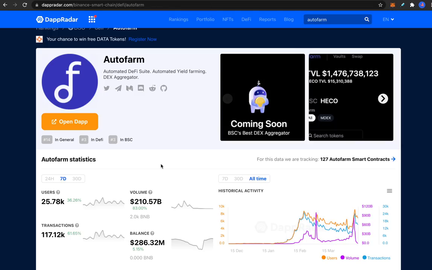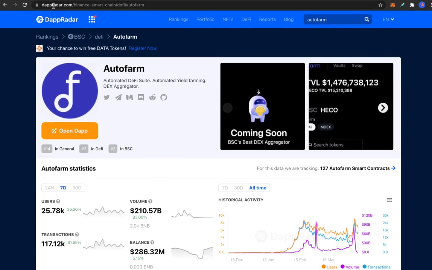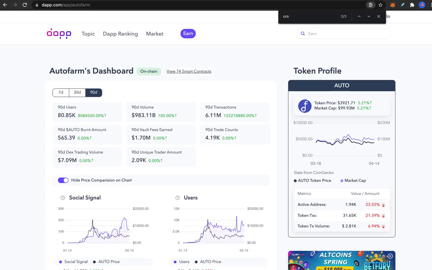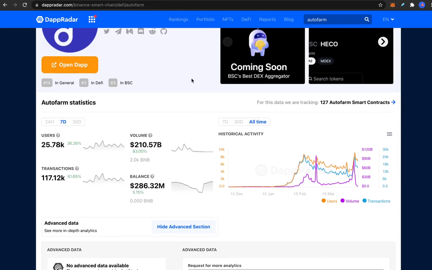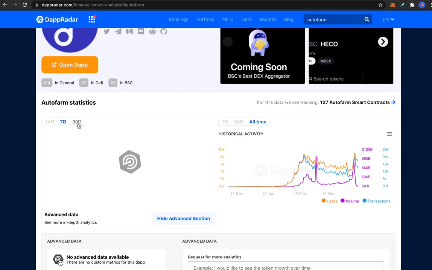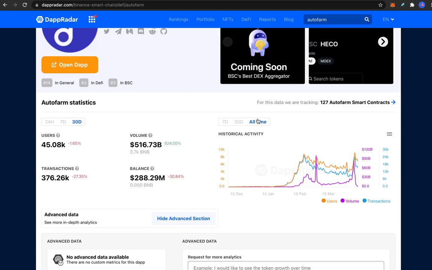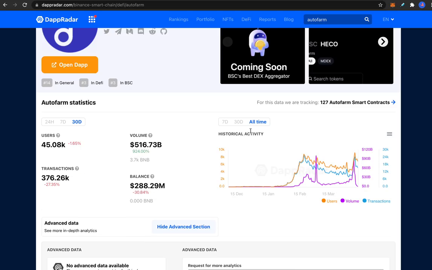And another source that you can use is something called dappradar.com and dapp.com. And here, Autofarm is listed on both of these services. And from here, you can take a look at the 30-day data. And here on historical activity, you can take a look at the all-time data as well. So here you can see that the users have been growing in the recent days, which is pretty cool. The trading volume is a little bit up.